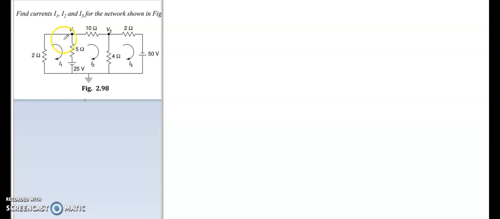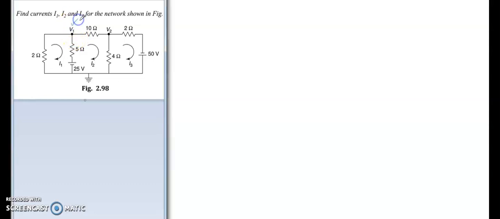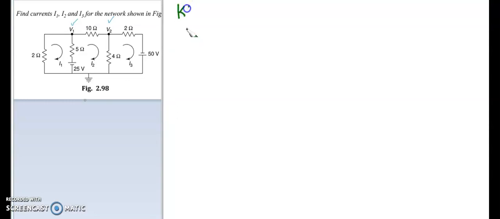As we are performing nodal analysis, initially we have to identify the nodes. Node V1 and node V2. It's given in the question. If it is not given, we have to assign the nodes. So, first we will write the KCL for node V1.